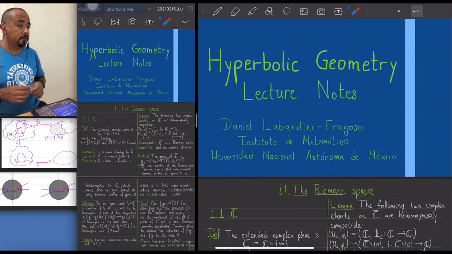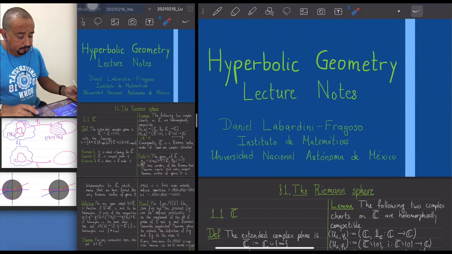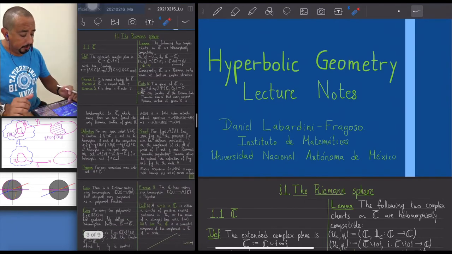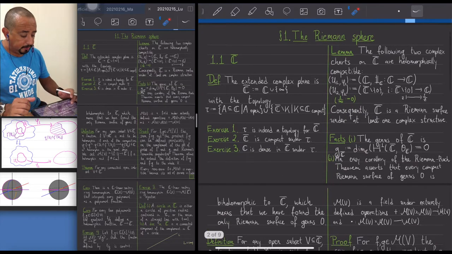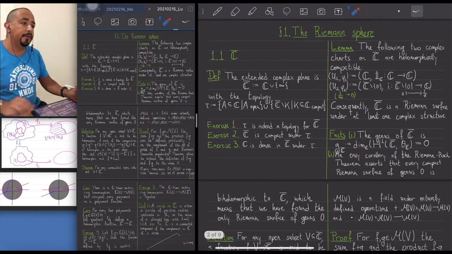Let us start with the course. The first topic to cover is the basics about the Riemann sphere, some basic notions and facts.